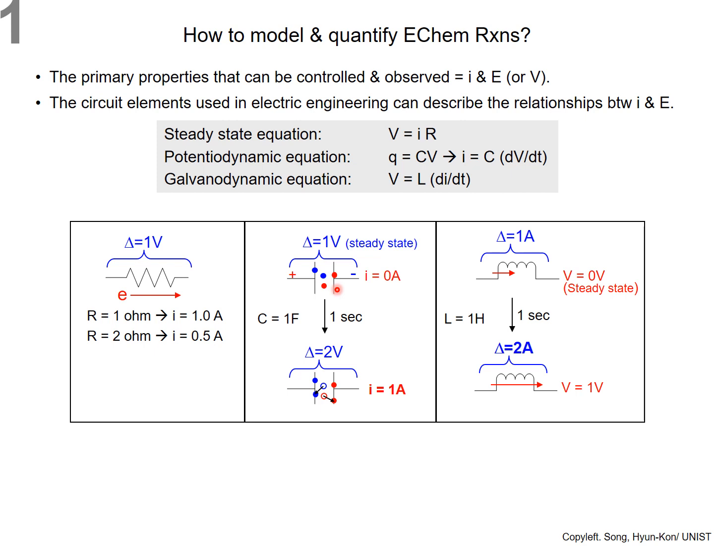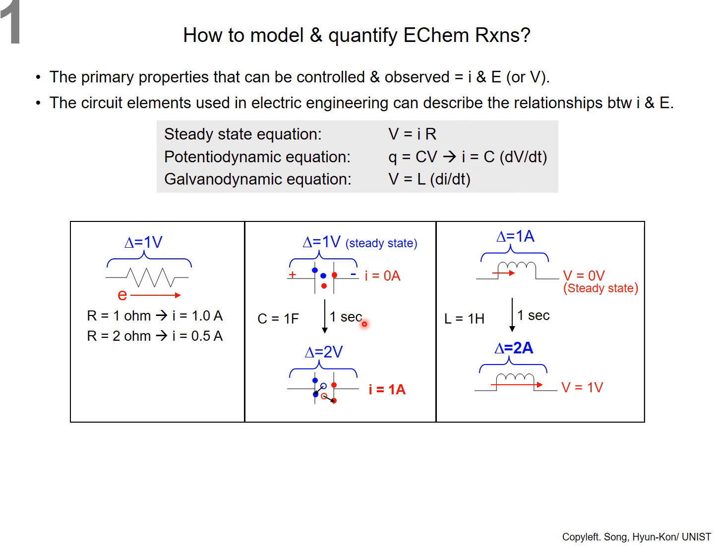However, let me change the potential between both ends of the capacitor from 1 volt to 2 volts during 1 second. It means I have changed the potential at 1 volt per second.